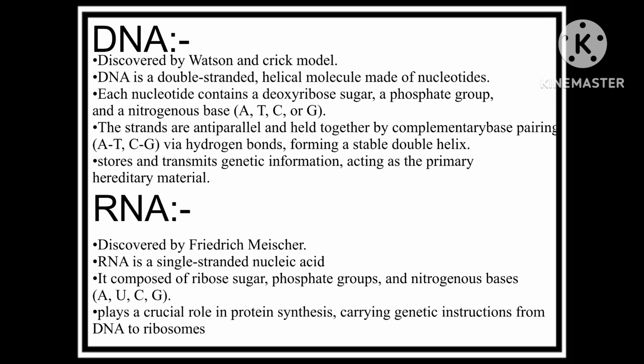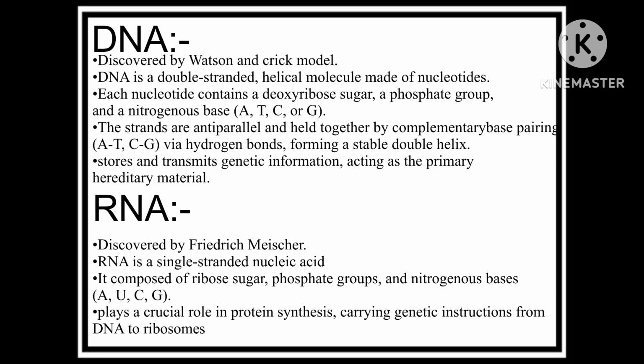Now, moving towards the composition of DNA, it has a deoxyribose sugar and a phosphate group. And thirdly, it has nitrogen bases, four different types, which are mentioned on the right side. You can see them with the abbreviations also: adenine, thymine, cytosine and guanine. DNA plays an important role in storing and transmitting genetic information, and also acts as the primary hereditary material of the cell.